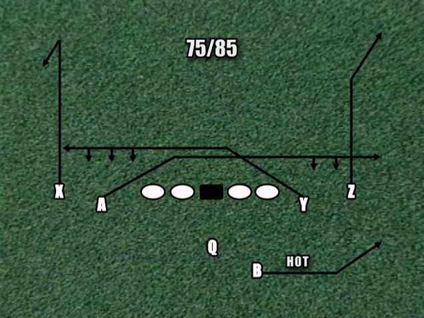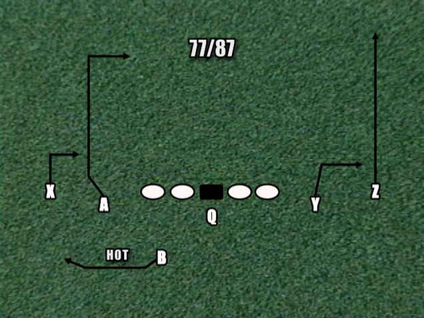So if it's any type of cover 2 or zone, the first thing we're going to read is the Z to B combination. If it's man coverage, we're going to read the mesh concept with the A and the Y coming underneath, setting the picks for each other. Our 7 route is a high-low concept, and we can run this with either XA or YZ. We will tag a letter for them to run this route.